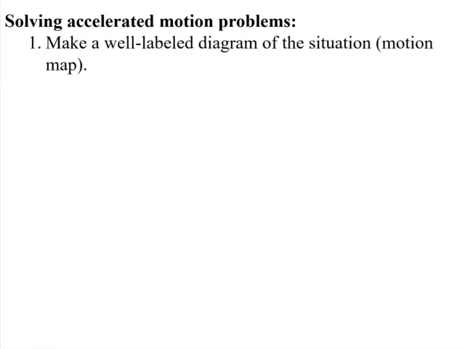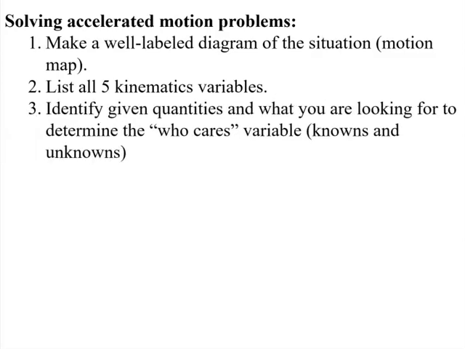So, to solve accelerated motion problems, we have a step-by-step process that we're going to follow. First, you need to make your well-labeled diagram of the situation. That's going to be your motion map. Next, you're going to list all 5 kinematics variables. Then you're going to identify your knowns and unknowns. You're going to identify everything that you are given in the problem and what it is you're looking for. And the last variable is going to be something called a who cares variable. It's the variable that the problem doesn't even address. And so you need the equation that also does not contain that variable.